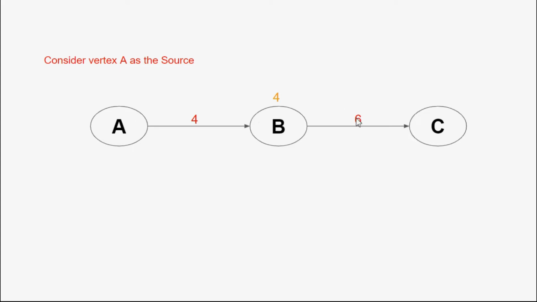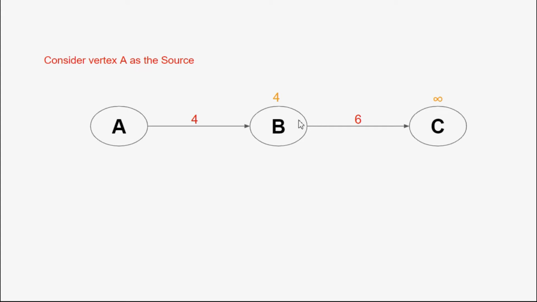Now from A to C, there is no direct edge, so I'm assuming the distance is going to be infinity. Since in mathematics infinity is the number having the maximum value, we are assuming that this distance is going to be the maximum distance, and we are going to update it. Right now this is the maximum distance. So in short, for the vertices which are directly connected to the source vertex, write down the cost, and for the vertices which are not directly connected to the source vertex, write down infinity.